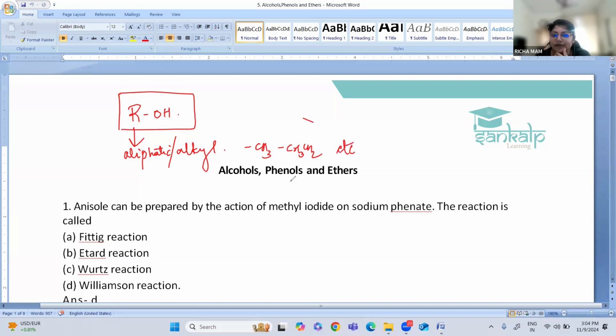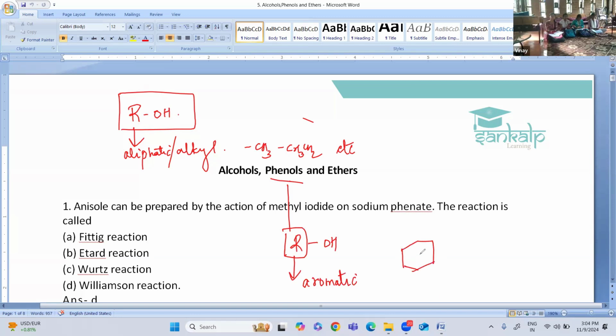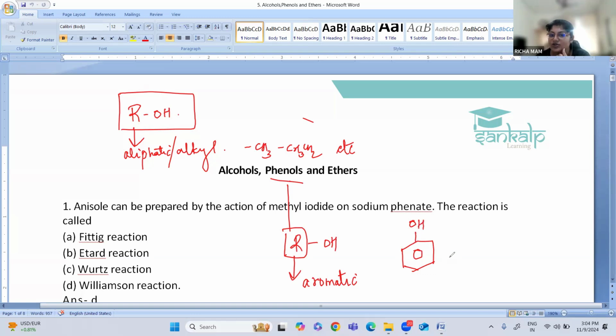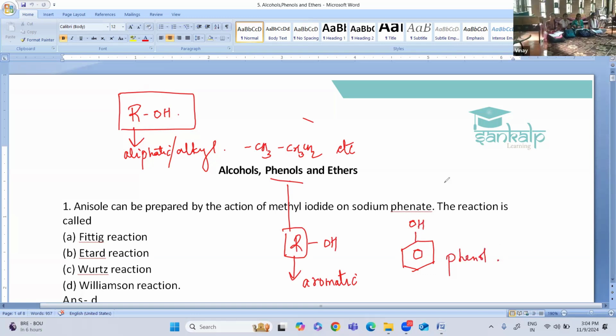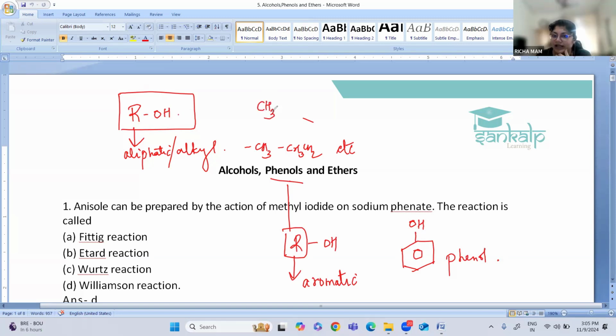And for phenols, how do you represent phenols? ROH, where R will be your aromatic ring. So suppose I have a benzene, and benzene is connected to OH. So this is a phenol. Same way for aliphatic, if I take an alkyl group R as CH3, OH, this is methanol. So this is an alcohol. It comes under alcohol.